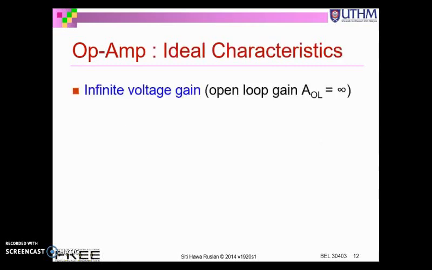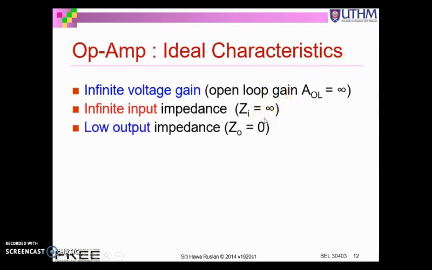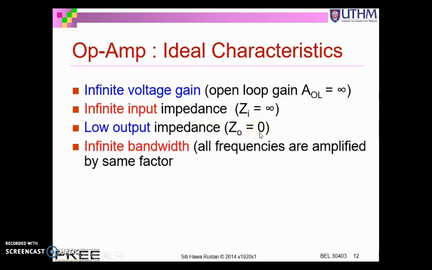Okay, and this is the ideal characteristic of op-amp. First, it has an infinite voltage gain, meaning that the gain, AOL or open loop gain, is infinity. Okay, and the second characteristic is it has an infinite input impedance. Zi is also infinity, a very large value. But the output impedance is the opposite. Your Z out is 0.